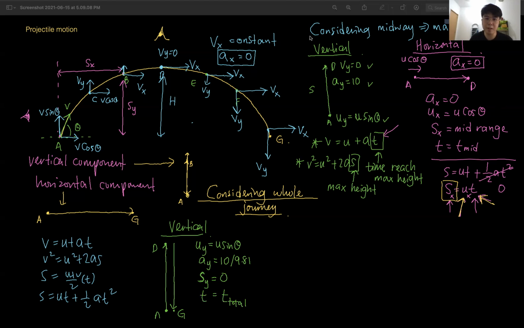Now, if I look from the horizontal, what will I see? From point A, it goes to the right all the way to point G. Where is my midpoint? Over here, somewhere around here. Okay, I only see it moves from left to right. Now, what is the Ux initial velocity in the X component? U cos theta.